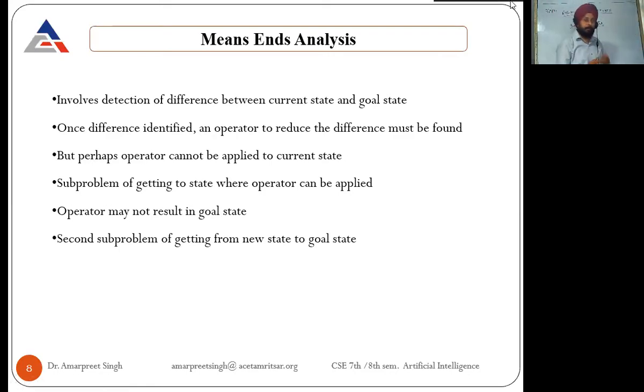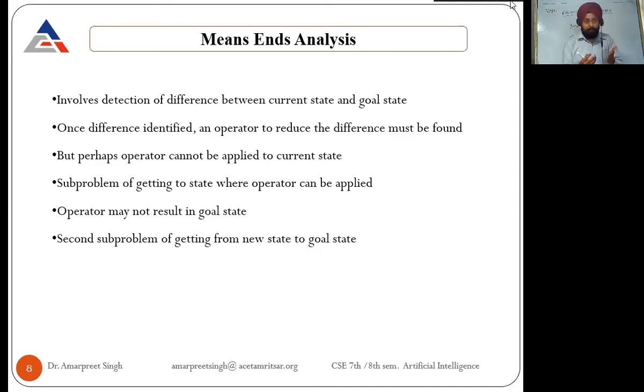So means ends analysis, just see the screen. It involves detection of difference between the current state and the goal state. Once the difference is identified, an operator to reduce the difference must be found, but perhaps the operator cannot be applied to the current state, as we have selected this operator car, but it was punctured. So it may be that this operator cannot be applied to the current state. So the sub problem of getting to a state where the operator can be applied. The sub problem is you get this puncture repaired.